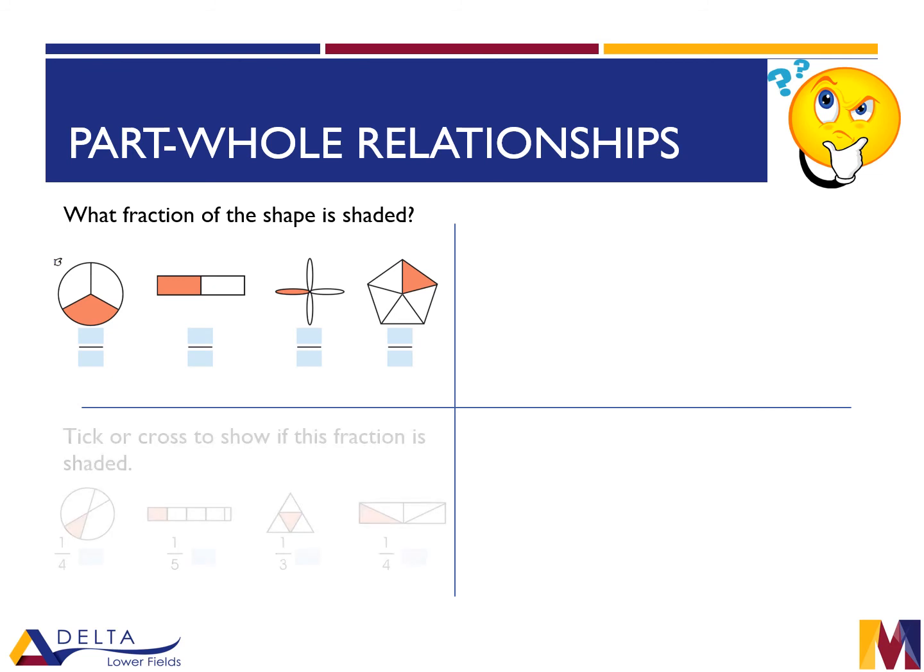What about the next one? Tick or cross to show which fraction is shaded. So in the circle, is a quarter of the fraction shaded? Is 1/5 of the fraction shaded in the bar? Is 1/3 of the fraction shaded in the triangle? Is a quarter shaded in the bar at the end? And that's about exploring some of these different ideas.